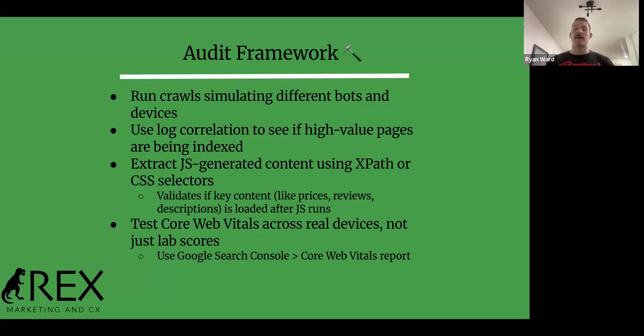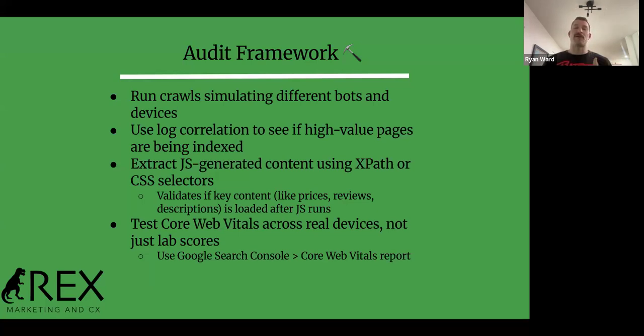Use log correlation to see if high value pages are being indexed. I mentioned this earlier, but when it comes to your crawl logs, understanding, are my most pertinent pages being crawled often? How far are they being crawled in terms of the depth of my crawl log? Is it taking someone 7 clicks to get there? Is it taking them 2? Depending on the situation, if it's important, we need to move that up. It needs to be crawled more often. It needs to not take 7 clicks to get to it. So auditing these types of things.